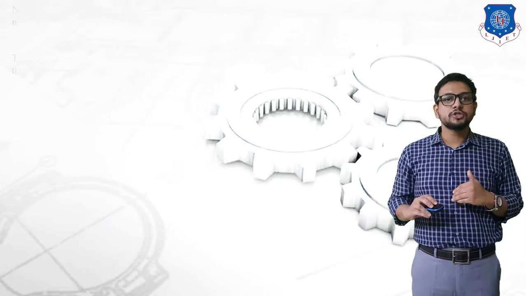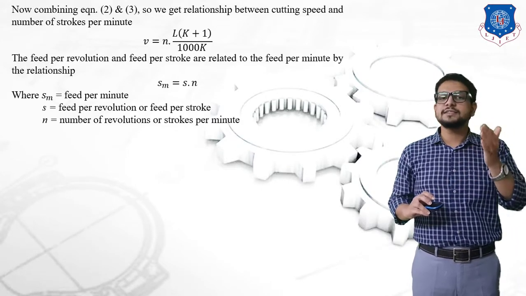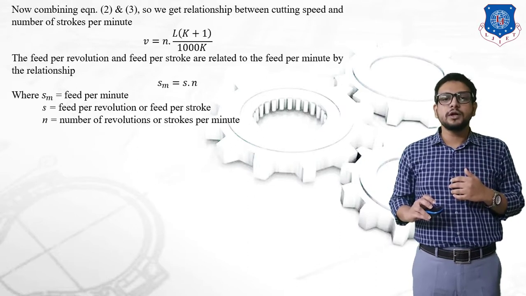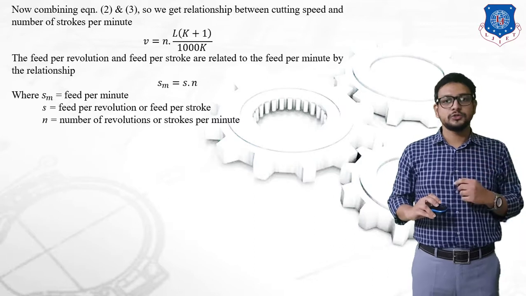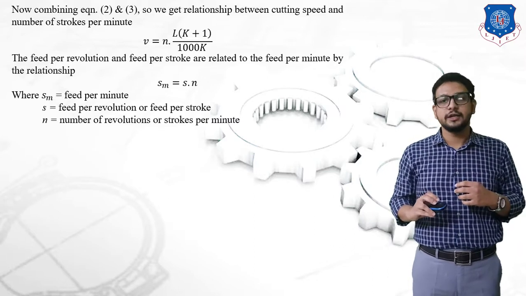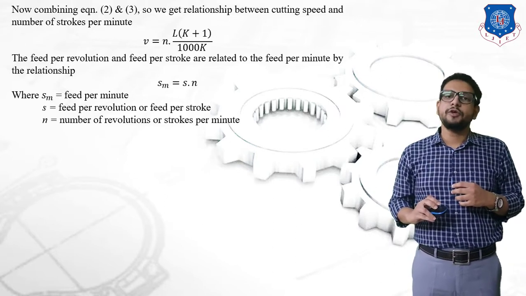So what will be our final equation? As you can see on your screen, the final equation will become cutting speed V is equal to small n into L in a bracket K plus 1 upon 1000 K. So this is the final equation to find out the cutting speed in case of a planing and shaping machine. Now next we need to determine feed rate.